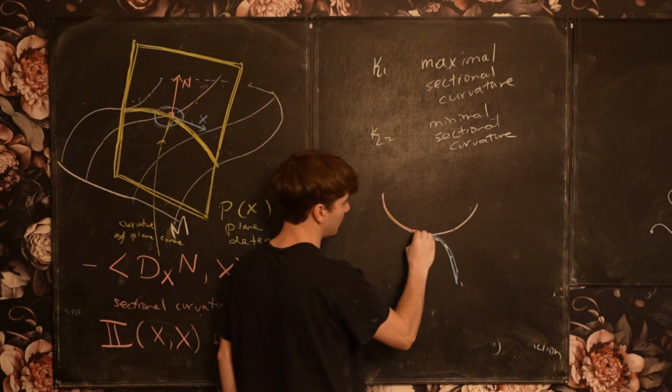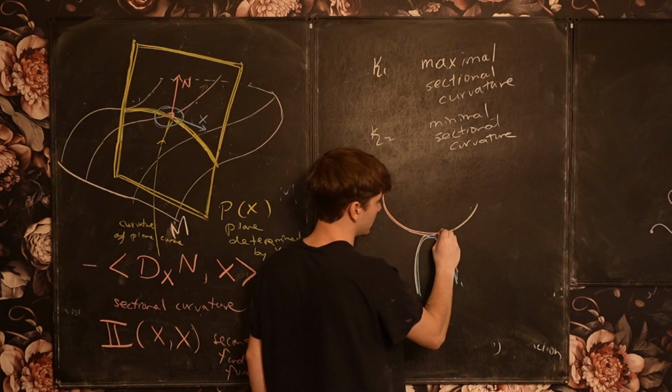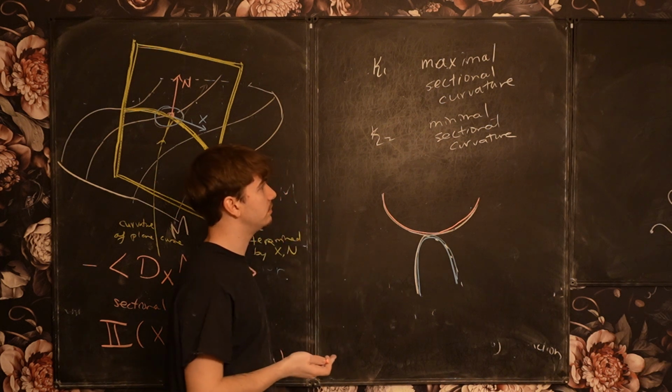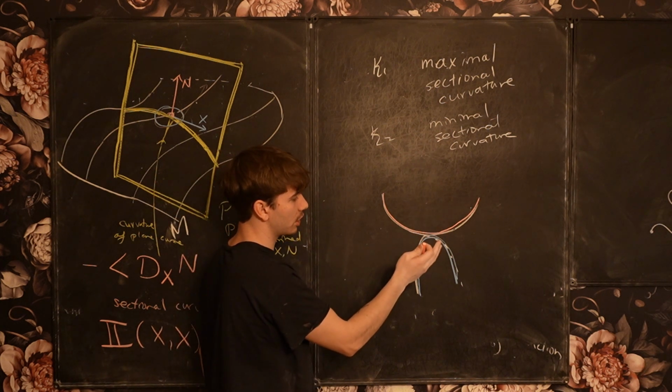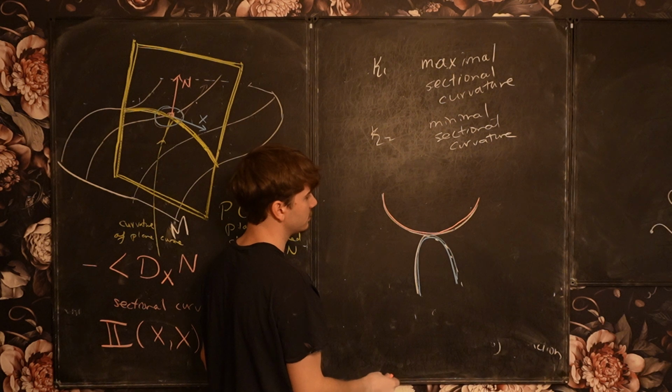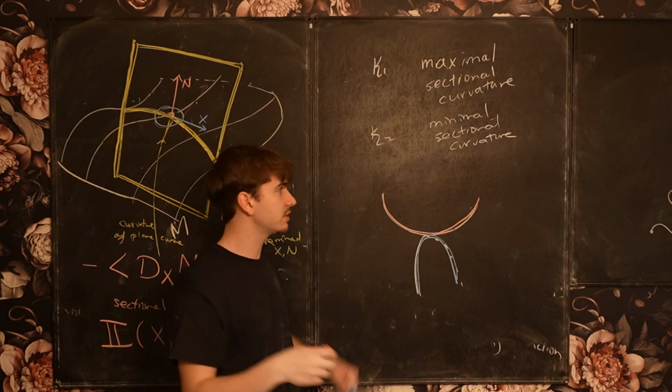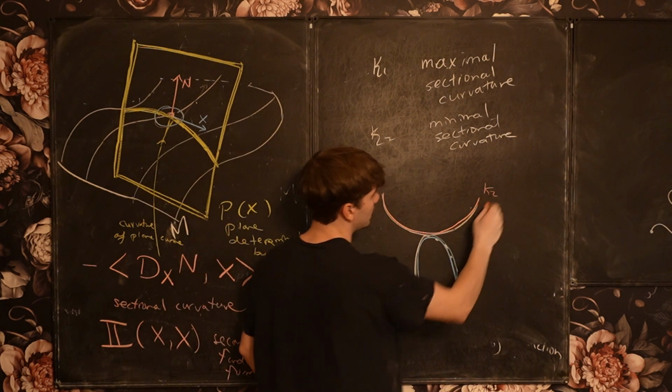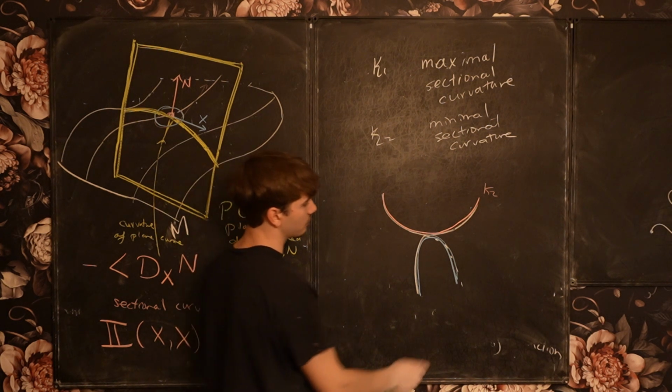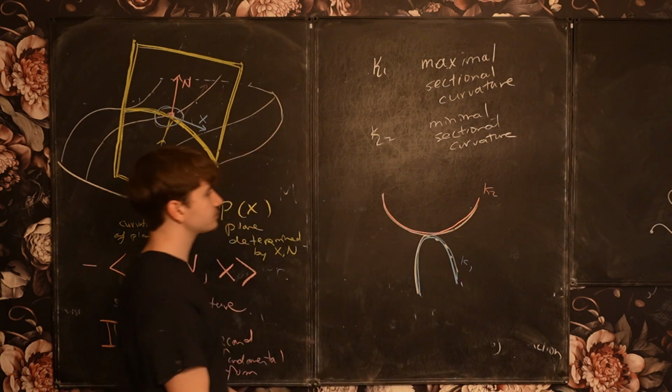Okay, so that's going to be the maximal sectional curvature, and then the minimal sectional curvature is going to be the upwardmost facing curving direction of this saddle. The direction where the saddle curves upward the most is going to be K2. And the direction where the saddle curves downward the most is going to be K1.